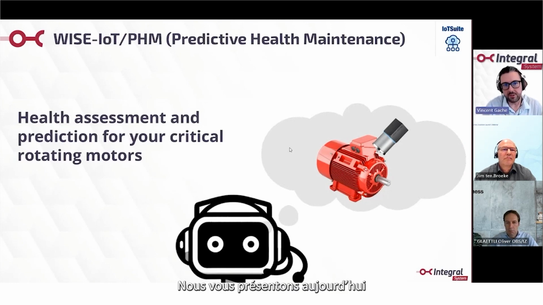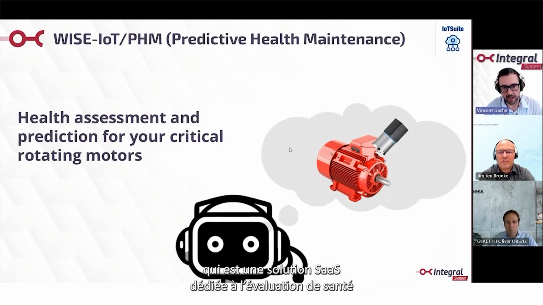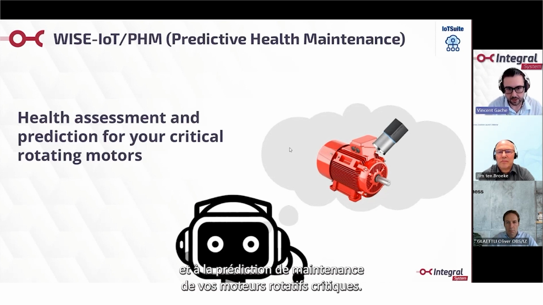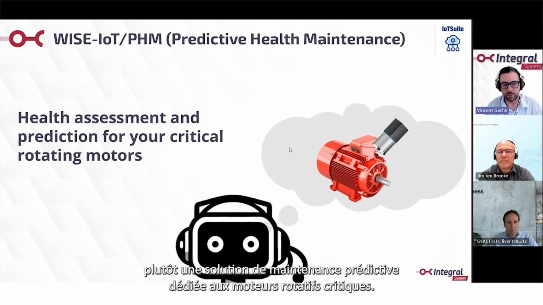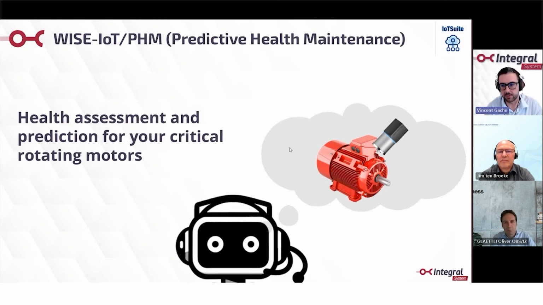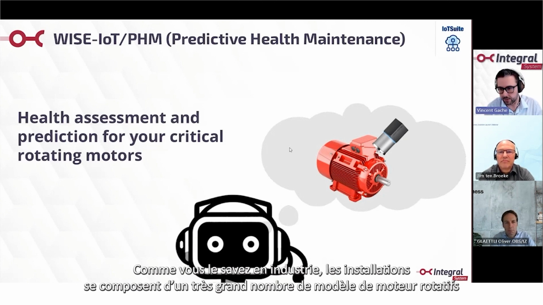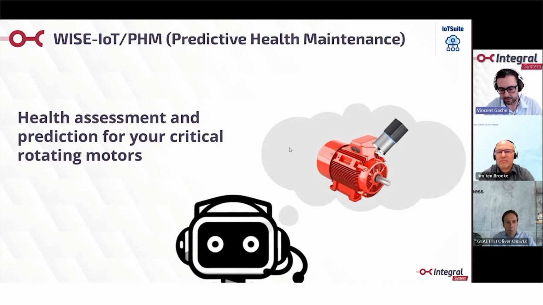So we are presenting today PHM, which is the name for predictive health maintenance, which is a SaaS solution dedicated to health assessment and prediction for your critical rotating motors. So we are not addressing the whole maintenance world, but it's really dedicated to your critical rotating motors. And as you know, in a factory, you have many motors.